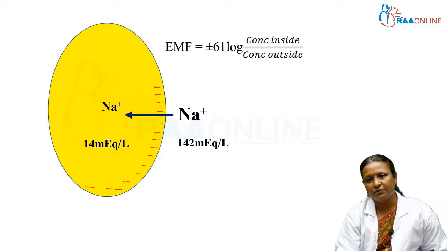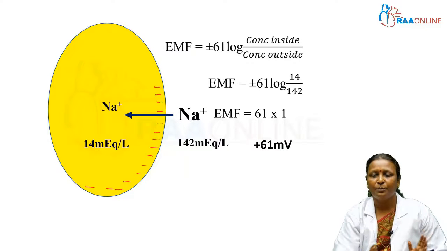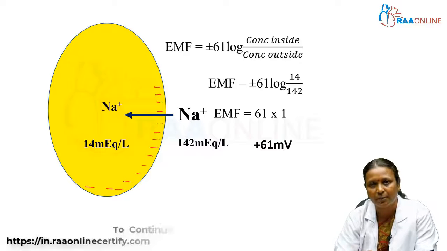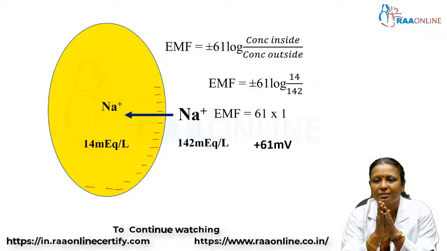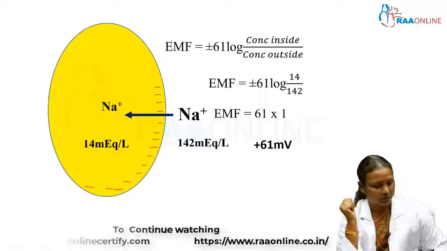The equilibrium potential will be again the same formula. Here the concentration inside is 14 and outside is 142. It works out to log of 0.1. Log of 0.1 is 1. So, the equilibrium potential for sodium ion is plus 61 millivolts. The equilibrium potential for potassium was minus 94 because the positive ion was moving from the intracellular to the extracellular compartment. Here for sodium it is plus 61 because a positive ion is moving from the extracellular to the intracellular compartment.